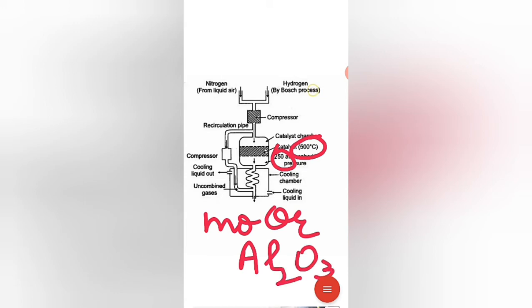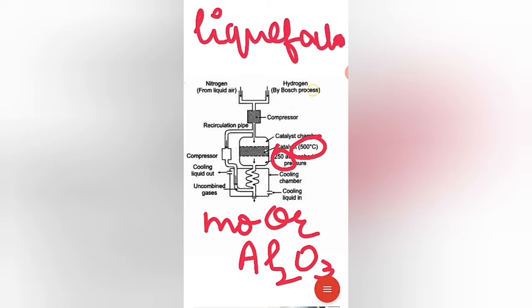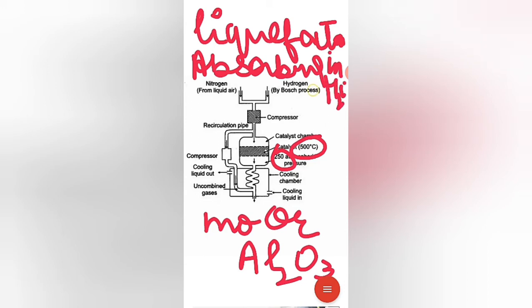Then how is this ammonia separated from the unreacted nitrogen and hydrogen? It is by liquefaction, or by absorbing in water. As you know, ammonia is liquefied easily, but N2 and H2 are not liquefied as easily as ammonia. Ammonia is highly soluble in water, and nitrogen and hydrogen are only slightly soluble.